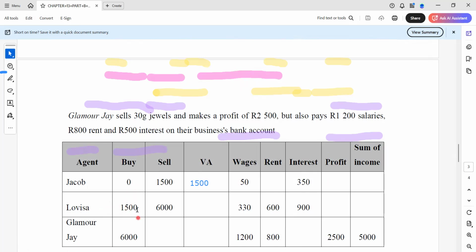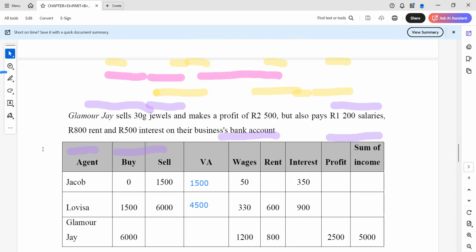And then he refined them into earrings and sold them for 6,000. This is the value of sale. Now to get the value added by Lovisa, you're going to say 6,000 minus 1,500. Then what do you get? Please punch in your calculator. So what do you get? Okay, so I'm getting 4,500.